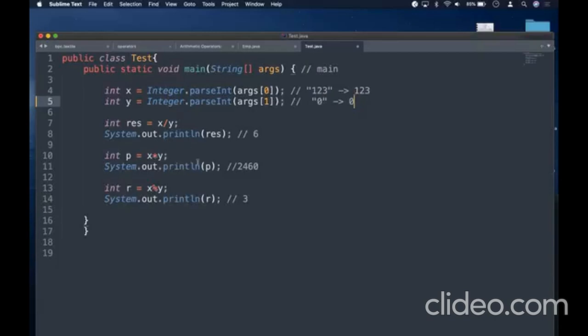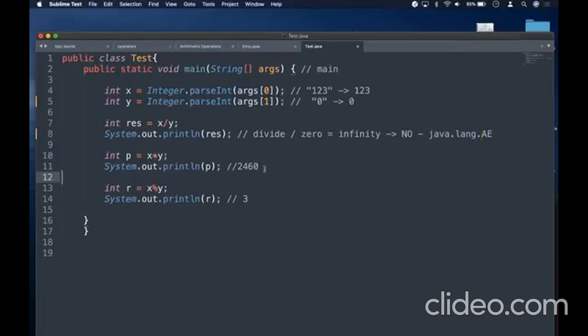Now what happens? x by 0, 123 by 0. You are dividing by 0, right? Any number divided by 0 is infinity. Do you have a representation for infinity? No. So what you are going to get is an arithmetic exception. Strictly speaking, it will be java.lang.ArithmeticException. An exception object is going to get thrown over here.